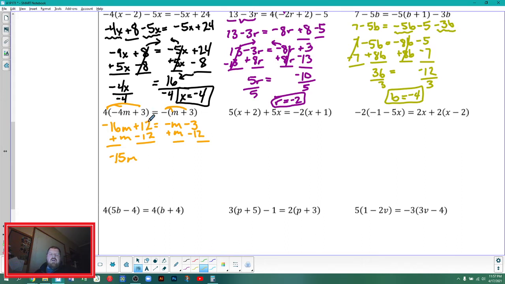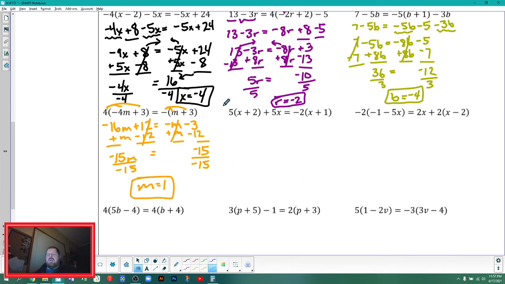I've got 12, 12 minus 12 is 0. -m plus m is 0. -3 minus 12 is -15. Divide by -15, and life looks pretty good. I get m is equal to 1.